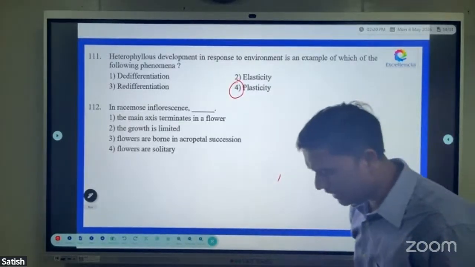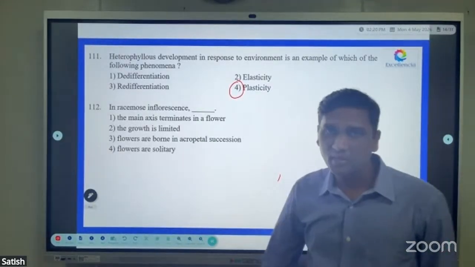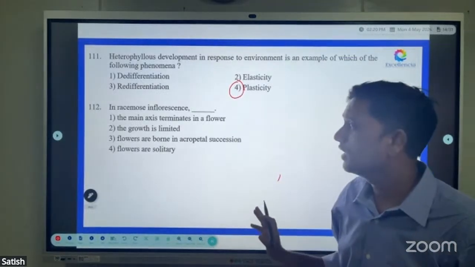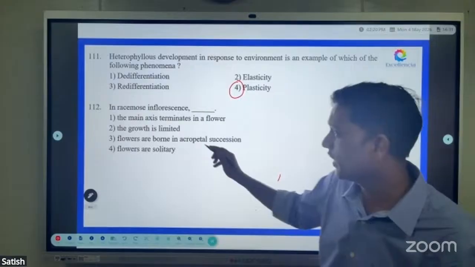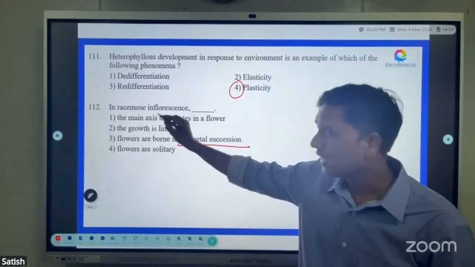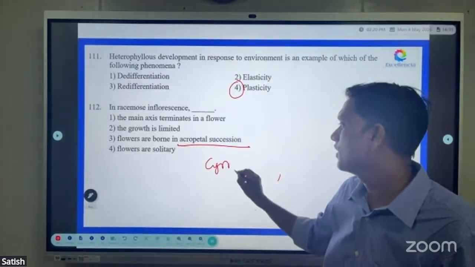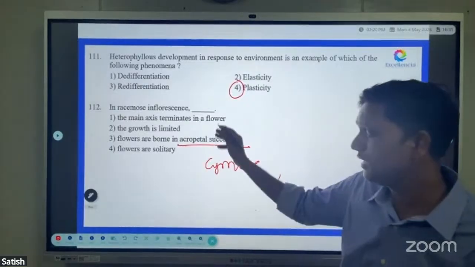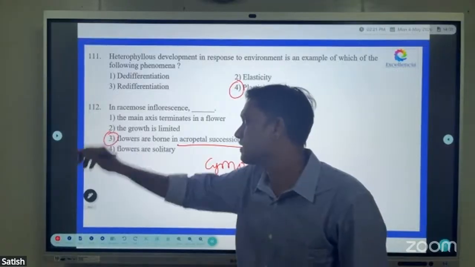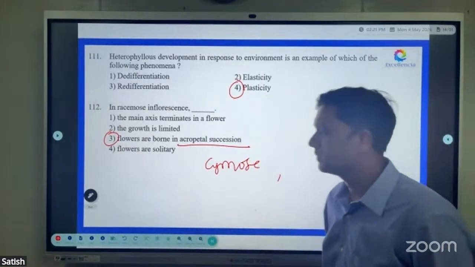Next one, 112, a very easy question, that is inflorescence. So what is meant by inflorescence here? Arrangement of flowers on the floral axis is known as inflorescence. Inflorescence is of 2 types. If the flowers are borne in acropetal manner, it is called racemose. If the flowers are borne in basipetal manner, it is called cymose. Basipetal, cymose, acropetal, racemose. So the answer for 112 is the third option. Next one.